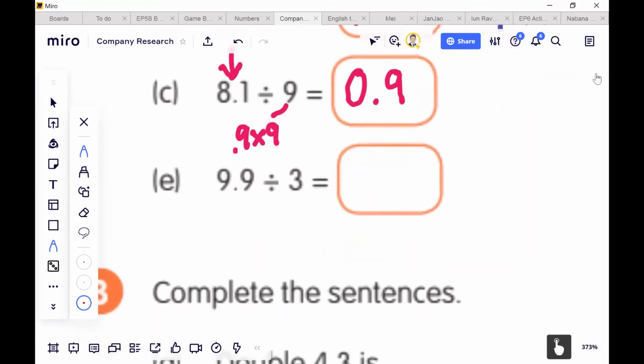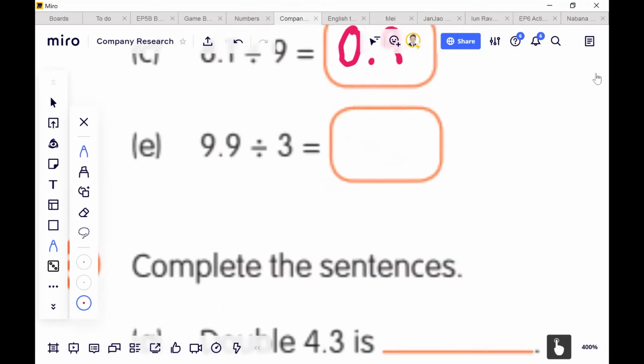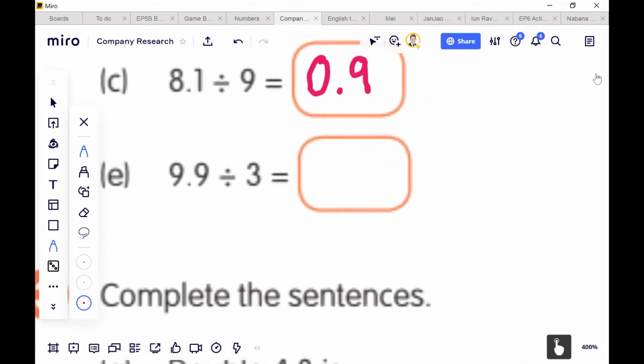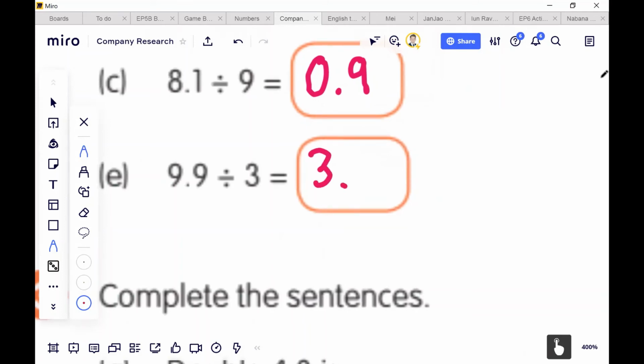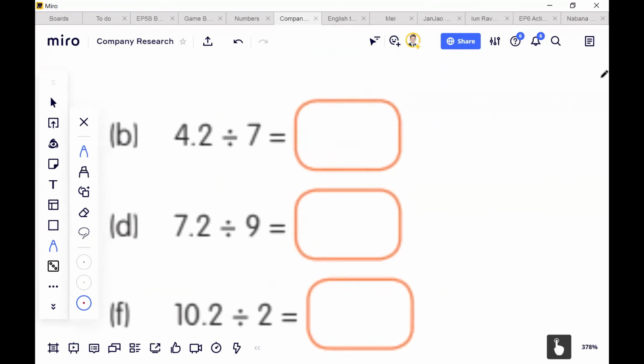What we're doing here is trying to figure out how to do these in your head. So let's look at 9.9 divided by 3. Anyone know the answer? 3.3. Okay, yeah. The way we do that, we just think 99 divided by 3, so it'd just be 3.3. Okay, we have 2 minutes. I think we can get through this page because these are going to get easier.